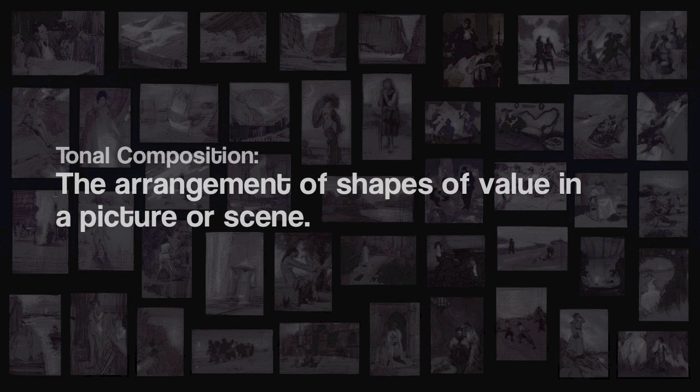Now, what is a tonal composition study? A tonal composition study is basically a study or a sketch based on the observation of the arrangements of shapes of value in a given picture or a scene. And typically when we study tonal compositions, we look at works by old masters, and these are artists that are commonly recognized as expert painters.